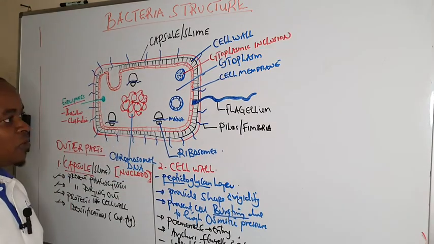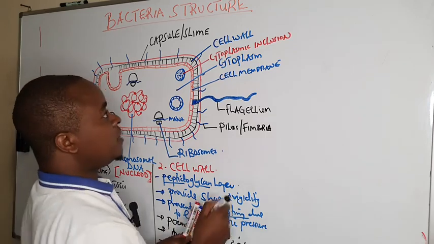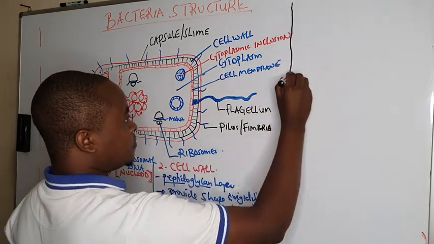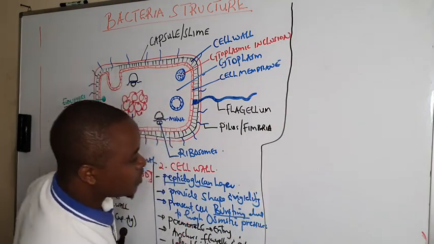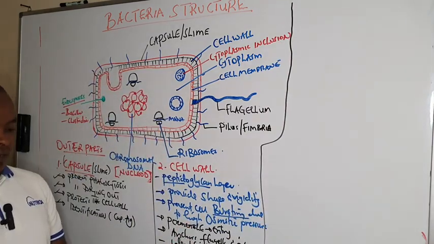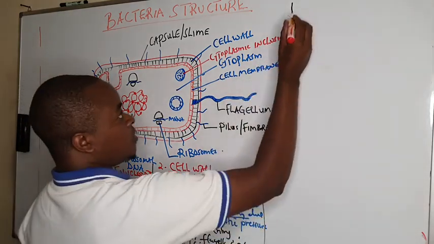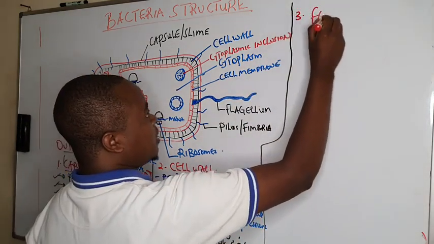So from the cell wall, let us briefly look at the flagella. So part number 3 is the flagella.